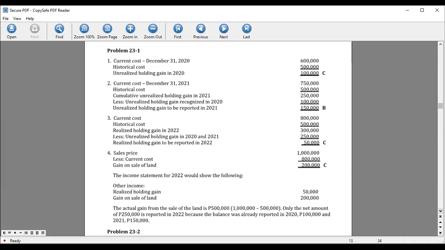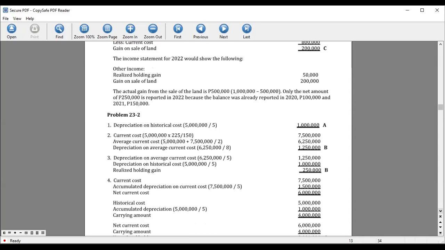Only the net amount of 250,000 is reported in 2022 because the balance was already reported in 2020 for 100,000 and in 2021 for 150,000. So in 2022, we have to report the amount of other income of 250,000.